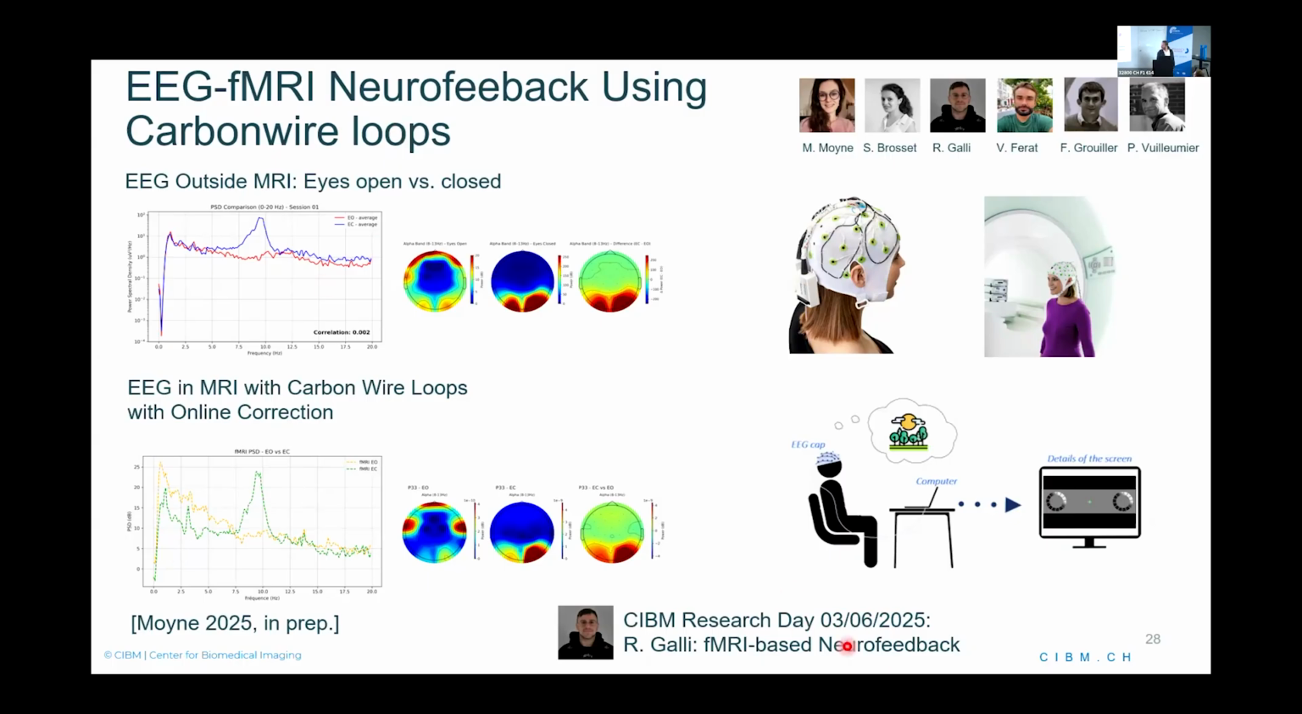So yeah, this we then want to adapt to an EEG-fMRI experiment where we do a neurofeedback both of the fMRI signal and also on the EEG signal. If you're coming to the fMRI research day of CIBM next week, then you can also feel free to check out the oral presentation from Ricardo Gali on the fMRI-based neurofeedback of the study. For the EEG part, you still need to wait. Maybe for the next EEG day.